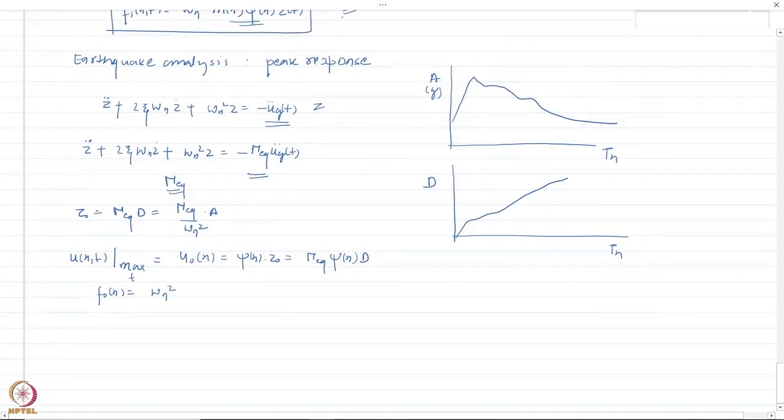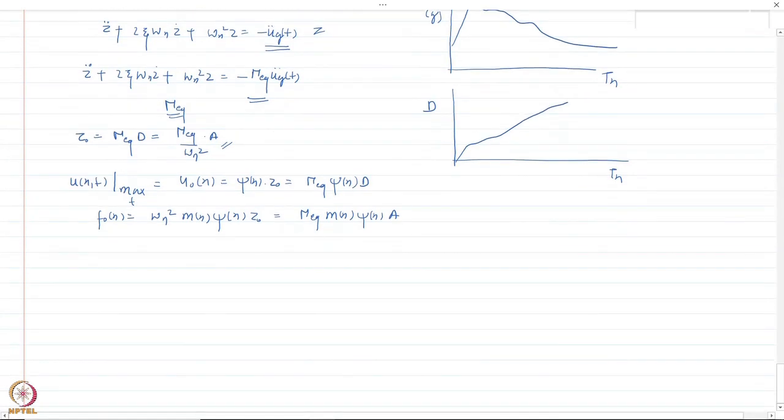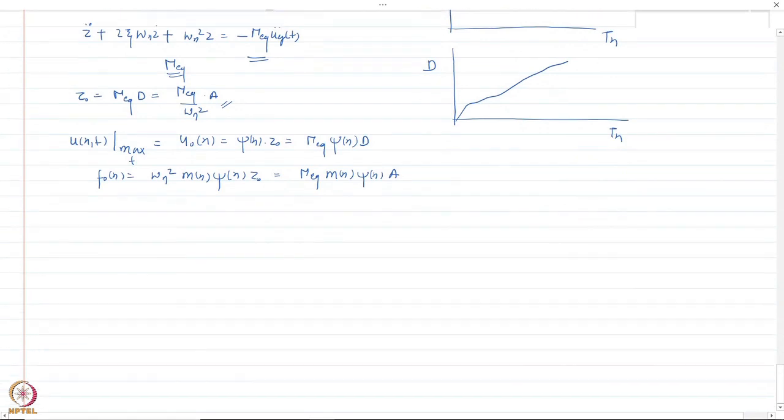So let us write down that as mx yx times z naught, which can be written as gamma equivalent times mx times phi x times a. Because if you write z naught equal to this expression here, then omega n square cancels off, and you get basically this expression that you have right here. So subject to this, we can find out the internal forces and the moment. And let us see how we do that.